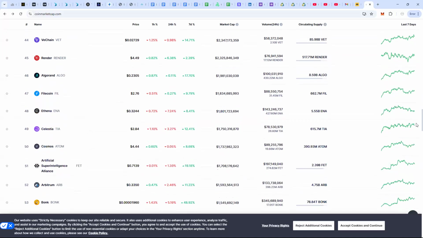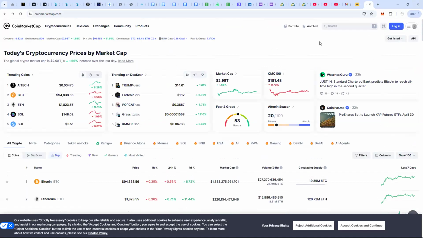And I'm also thinking about getting Cosmos pretty soon. This will be the next one I get also. All right. That's just a short thing on crypto.